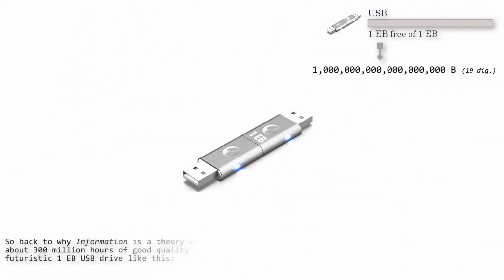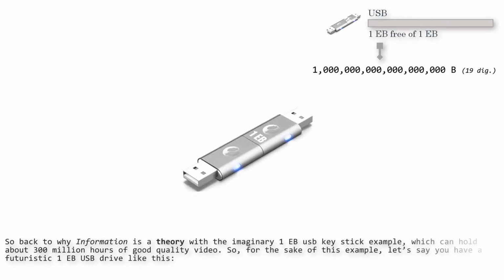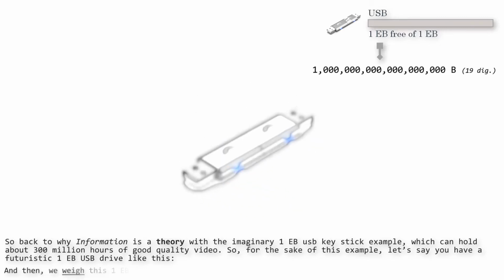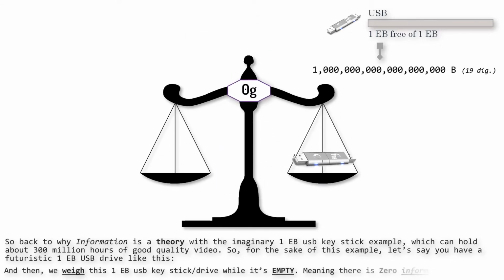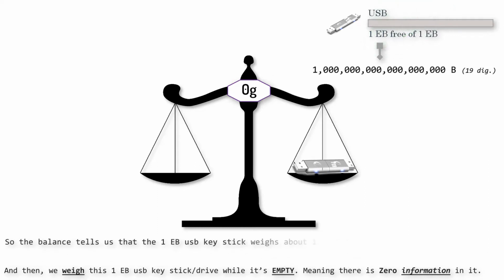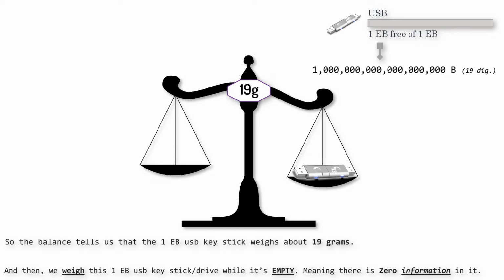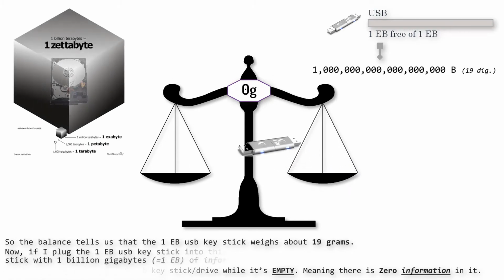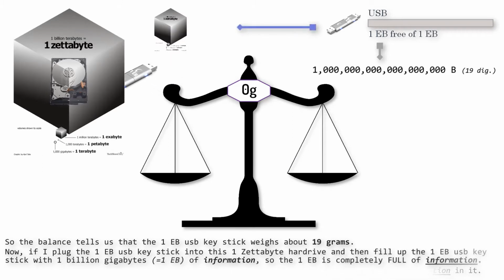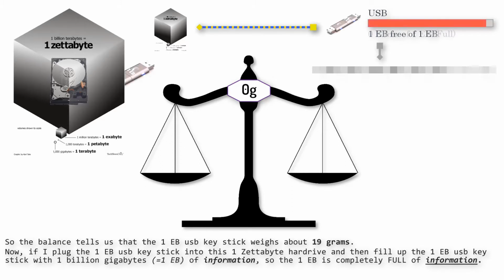So back to why information is a theory, with the imaginary 1 exabyte USB key stick example, which can hold about 300 million hours of good quality video. So for the sake of this example, let's say you have a futuristic 1 exabyte USB drive like this. And then, we weigh this 1 exabyte USB key, stick, or drive while it's empty, meaning there's zero information in it. So the balance tells us that the 1 exabyte USB key stick weighs about 19 grams. Now, if I plug the 1 exabyte USB key stick into a 1 zettabyte hard drive, and then fill up the 1 exabyte USB key stick with 1 billion gigabytes, which is equal to 1 exabyte, of information.